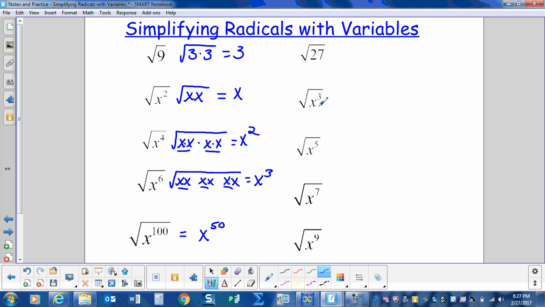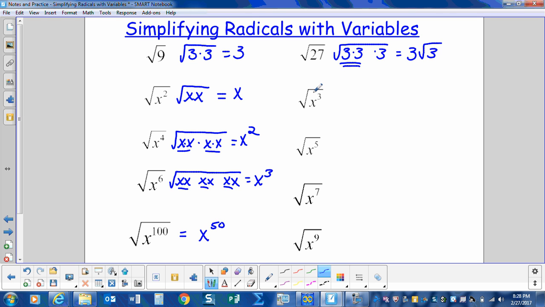But what happens when we have an odd exponent? Well, let's look at the number first. Here we have the square root of 27, which we can write as the square root of 3 times the square root of 3 times the square root of 3. There's one pair of 3's and a 3 left over. So the square root of 27 is 3 square roots of 3. We brought out the pair and left one under.